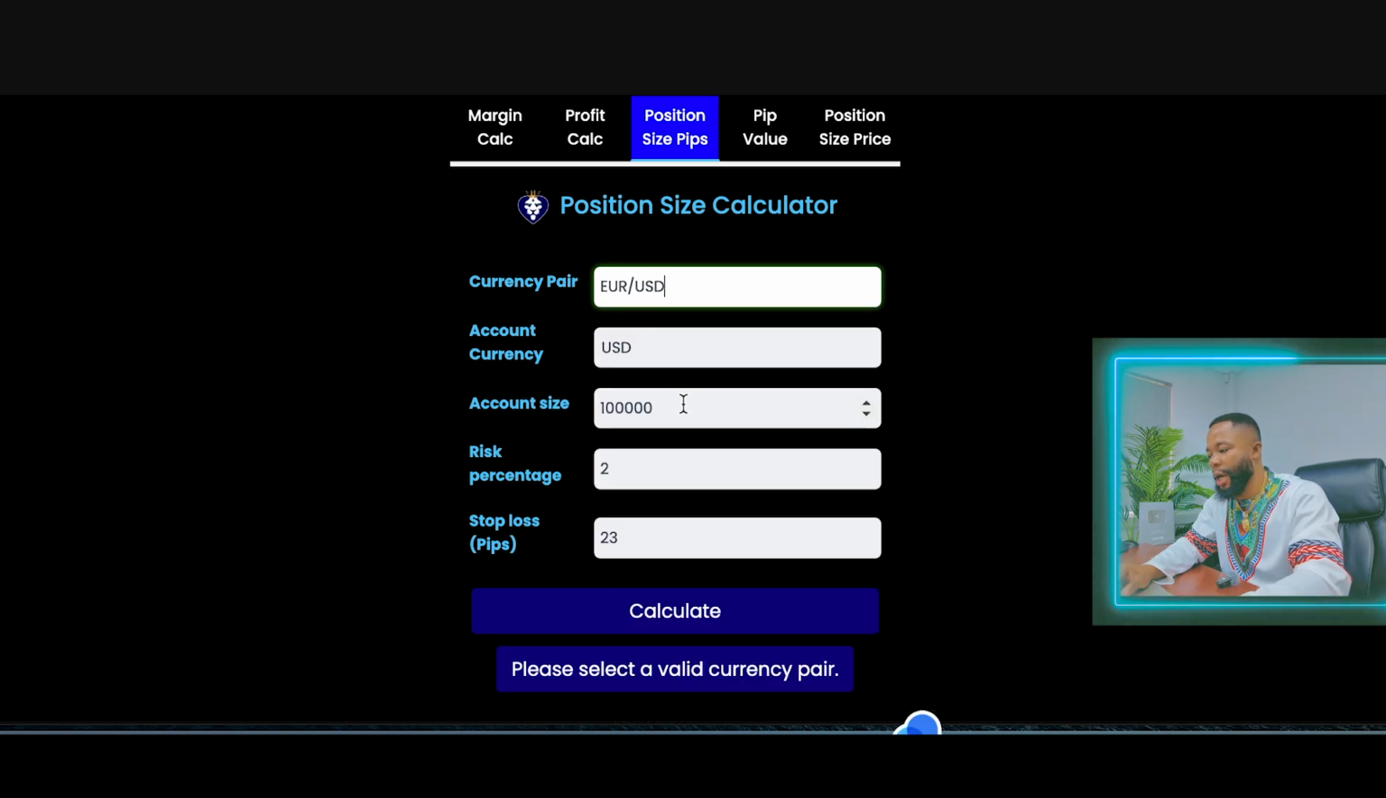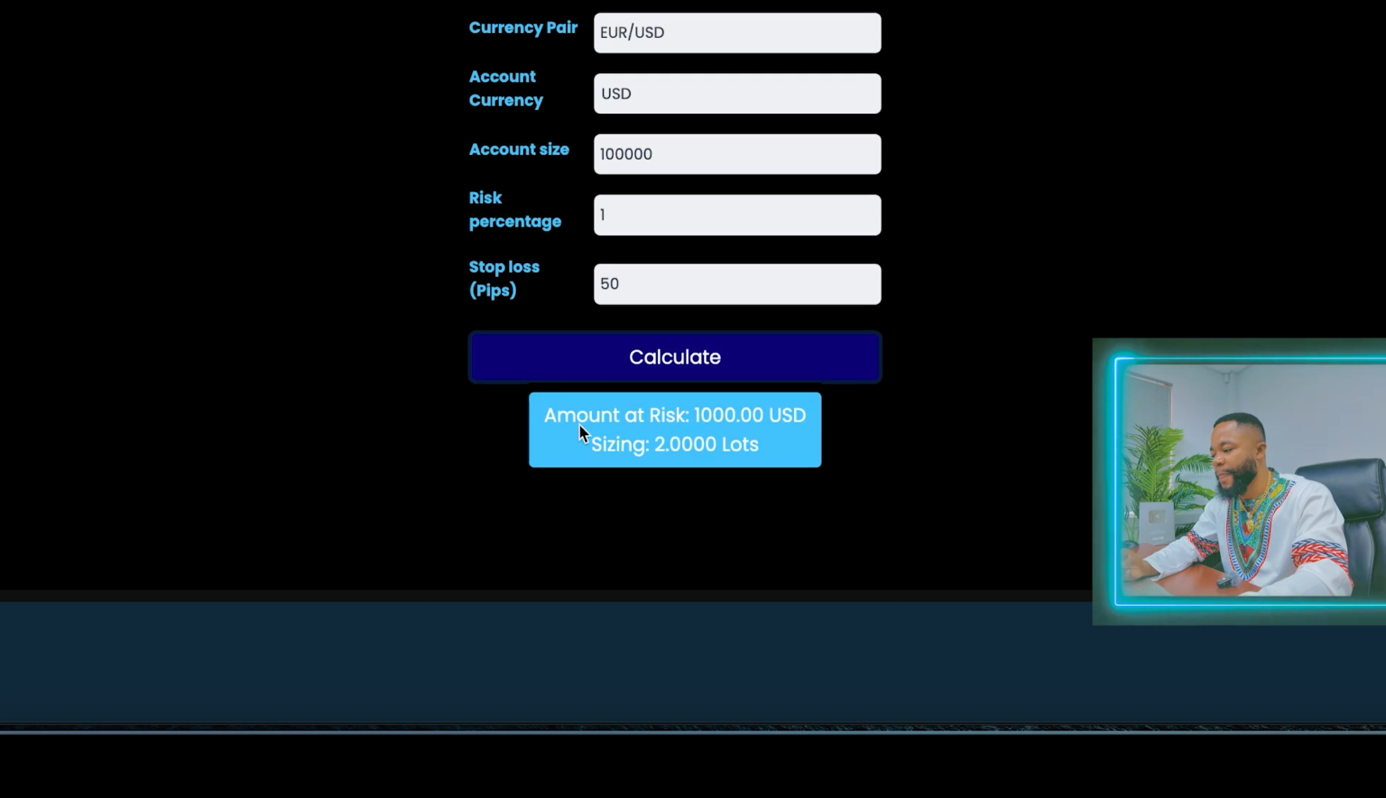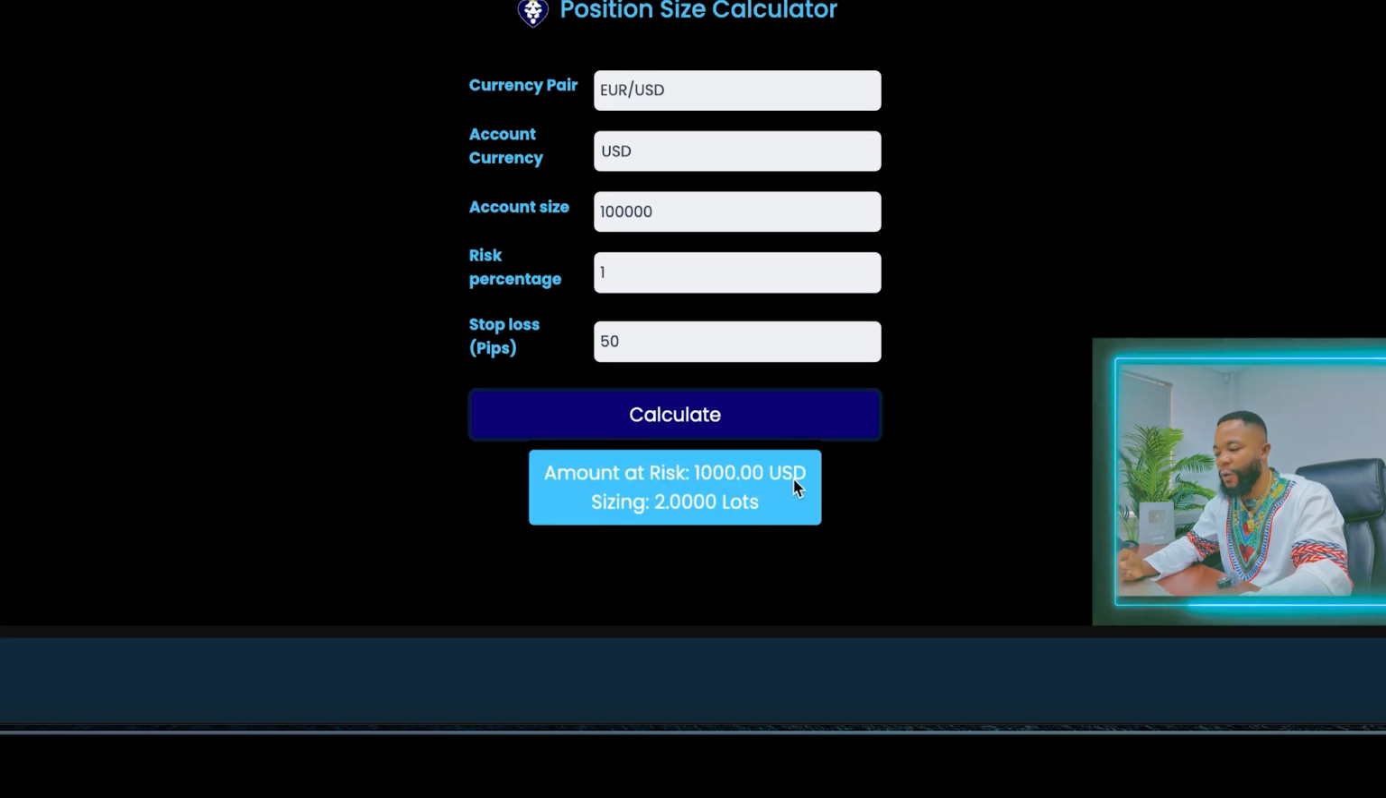Our account size, let's assume we have a $100,000 prop firm account, and we're going to be risking 1% of our account, and our stop loss is 50 pips. What you need to use now is the lot size. The right lot size determines that you can only lose 1% of your account if the trade doesn't go your way. So this software is going to give you that specific correct lot size. After putting all of this in, just click on calculate, and boom, you can see the amount at risk is $1,000 because we are risking 1% of our account. Lot size 2. Perfect.